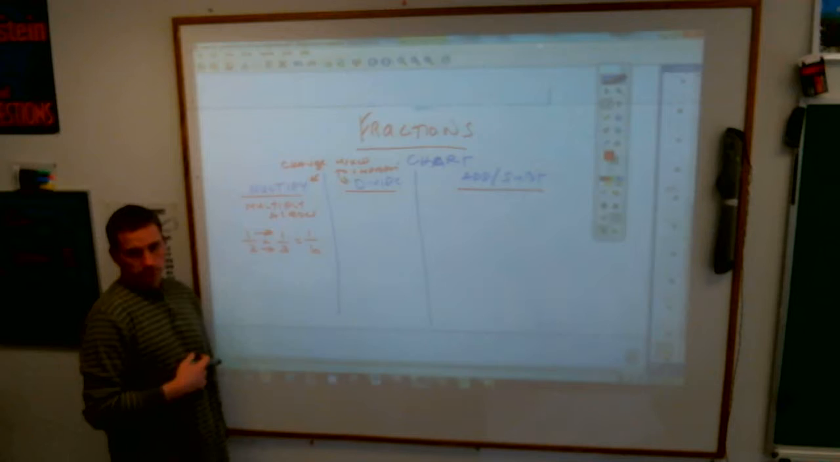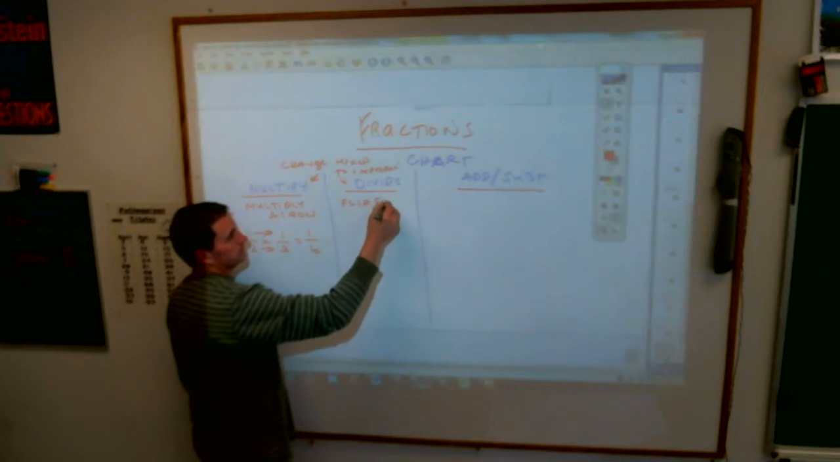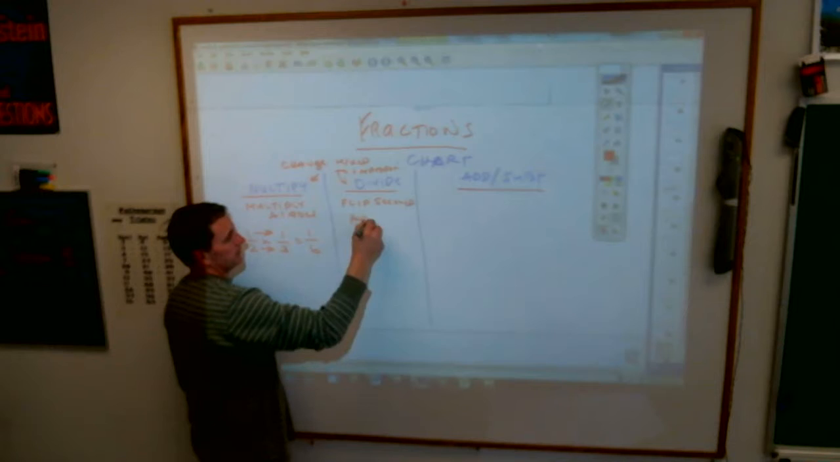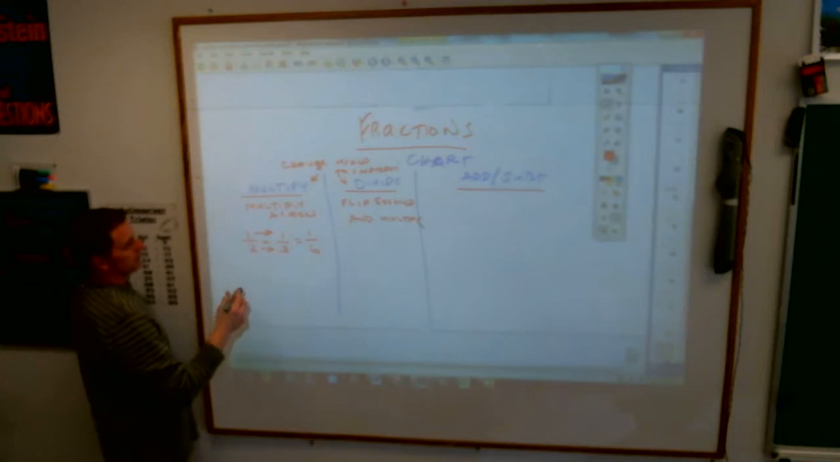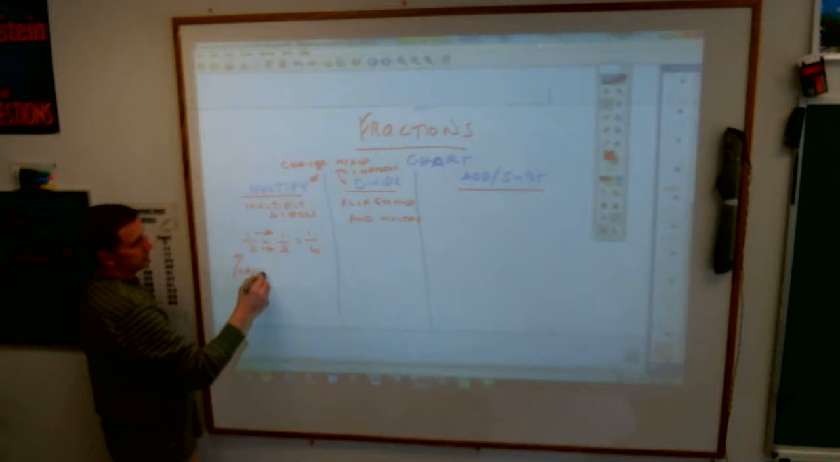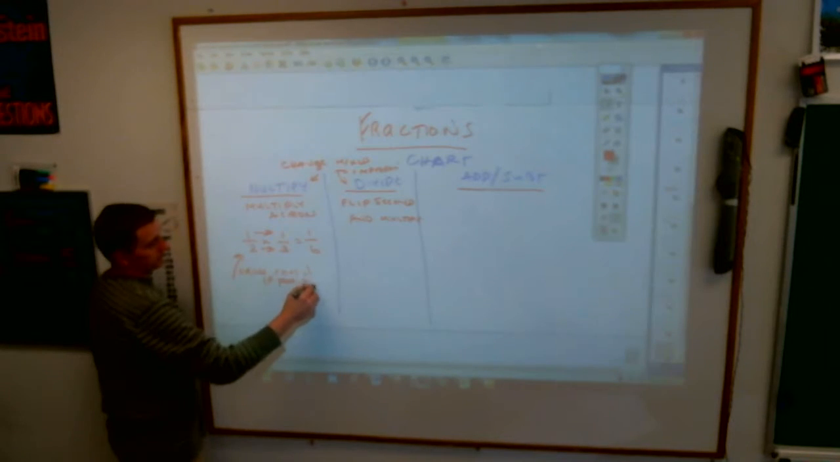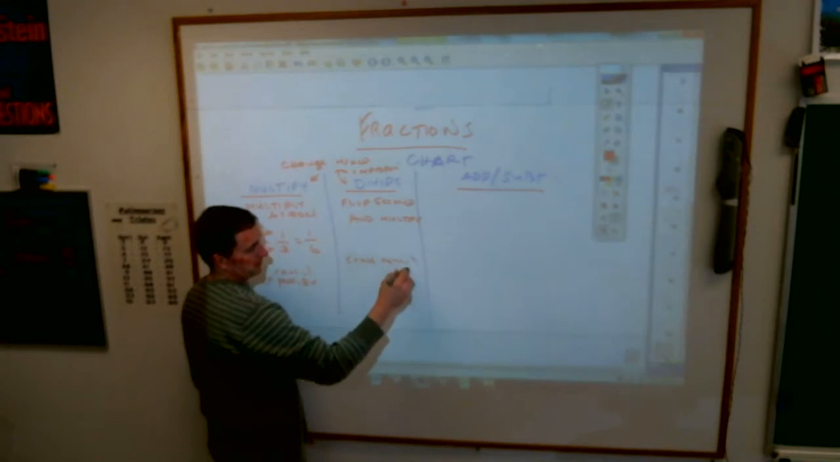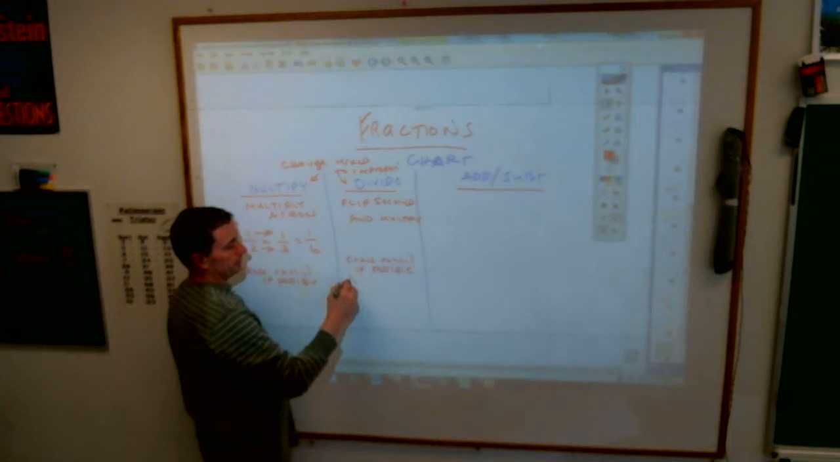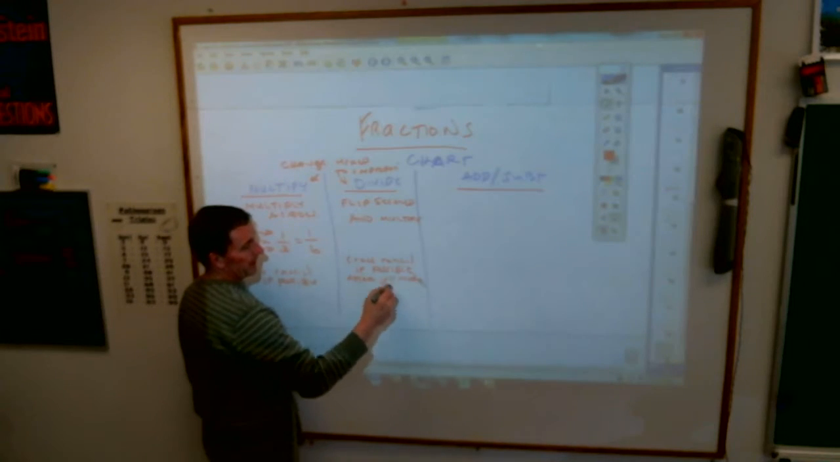To divide fractions, Abram, you? Flip the second fraction and times. Yep, flip the second and multiply. And remember we talked about this also: cross cancel if you can. Cross cancel if possible. But remember, you can only cross cancel after you've made it multiplication.